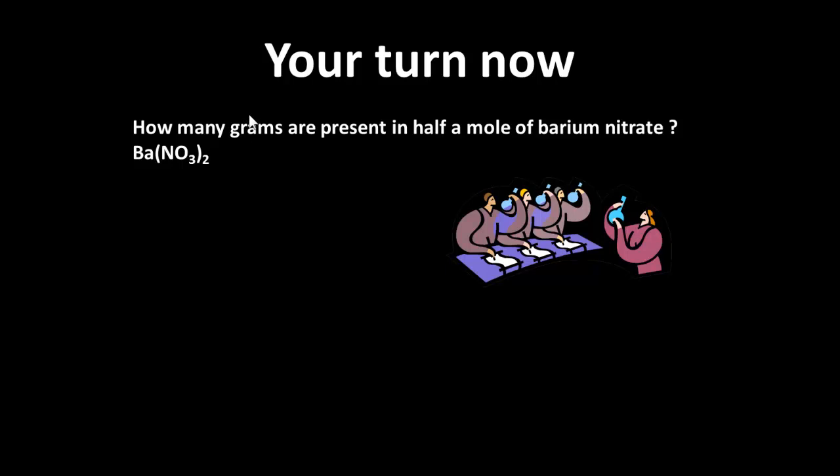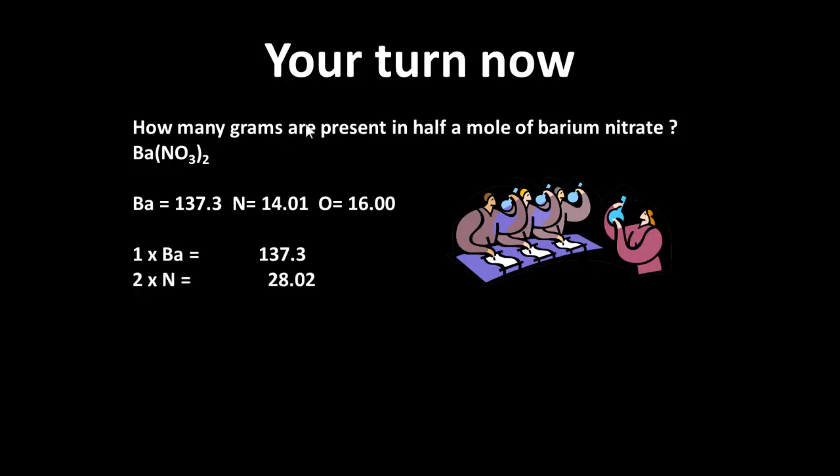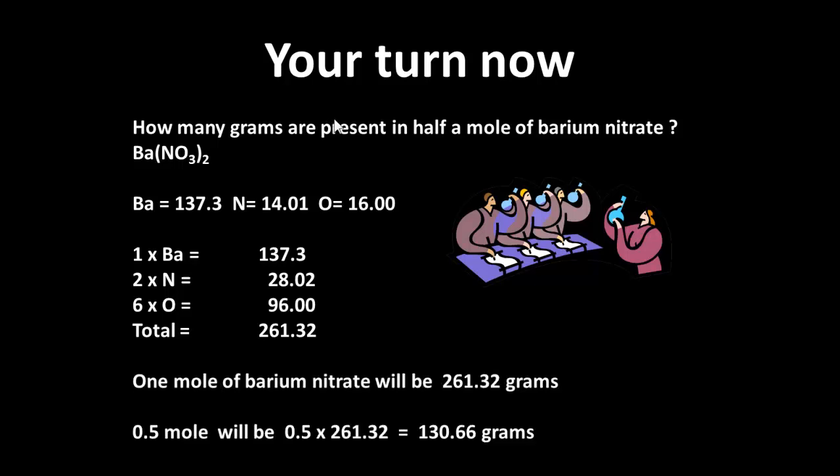Now, obviously we're not always going to work in exact moles, so how many grams would we have in half a mole of something? Let's take half a mole of barium nitrate, formula Ba(NO3)2. Barium has atomic mass 137.3, nitrogen 14.01, oxygen 16. So 1 lot of barium is 137.3, 2 lots of nitrogen is 28.02, and twice 3 is 6 lots of oxygen at 96. Add all of those up, 261.32, so that would be a mole of barium nitrate. So 1 mole is 261.32, then half a mole is going to be half of that, which is 130.66 grams.